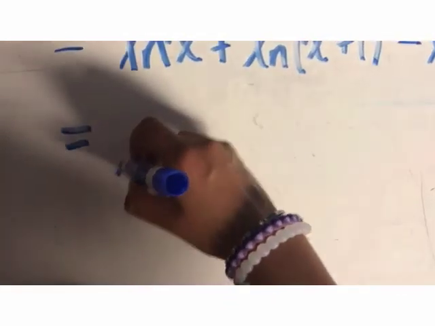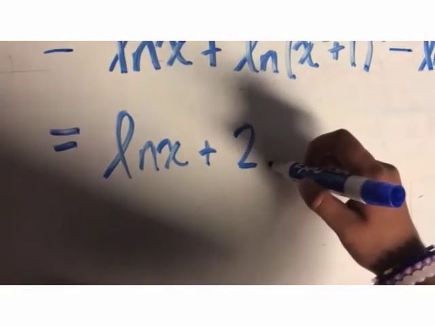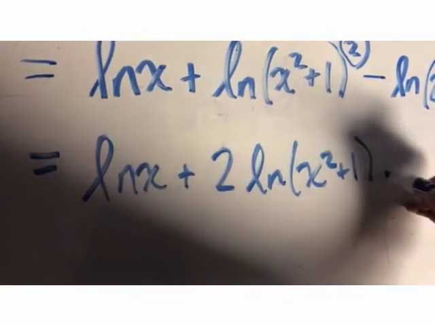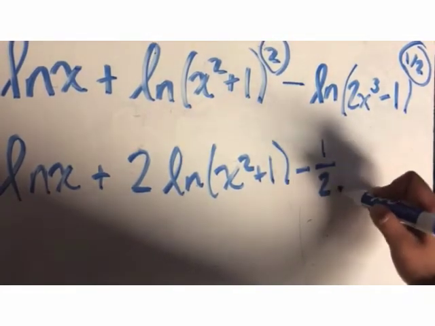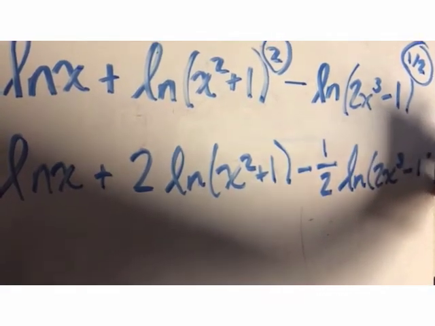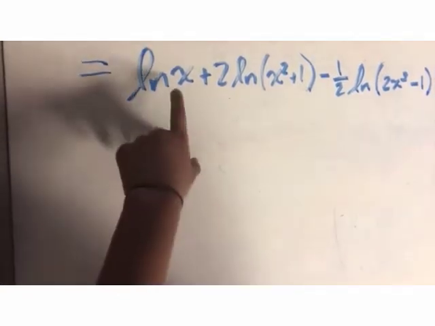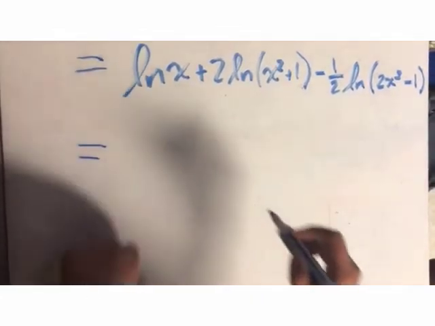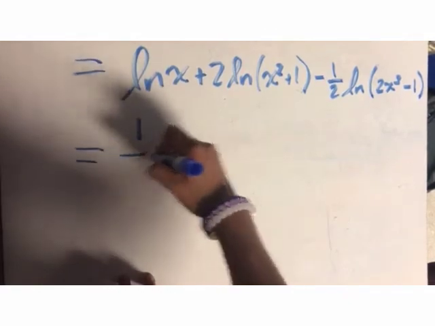So ln of x, now we have to drop that 2 in front of the ln, so 2 ln of x squared plus 1 minus, now we have to drop that 1/2 in front of the ln, so 1/2 ln 2x cubed minus 1. Now we actually have to take the derivative of each unit of ln here. So, as you learned previously, the derivative of ln of x, just x by itself, is 1 over x.